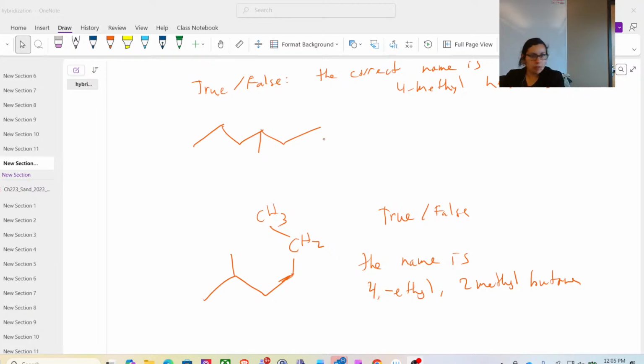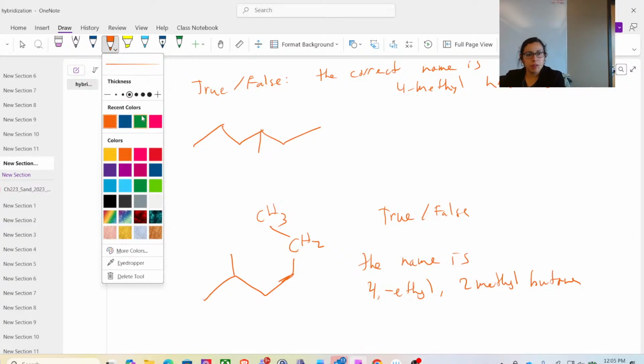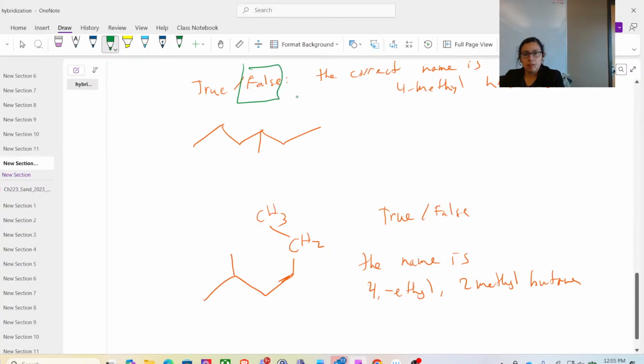So what's wrong with the first one, or is it correct here? So false. And so what should we fix with it? Nice. So at the very least, it should probably be 3-methylhexane.